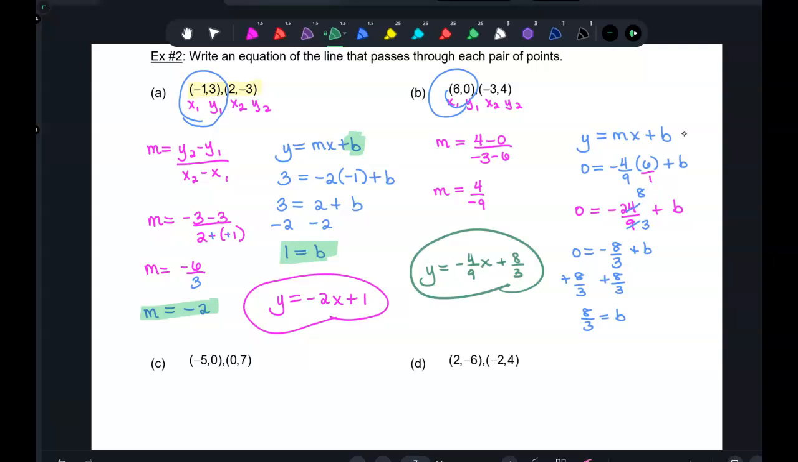Again, we only did the slope in the first semester. We did y2 minus y1 over x2 minus x1. The new stuff is finding out what b is.